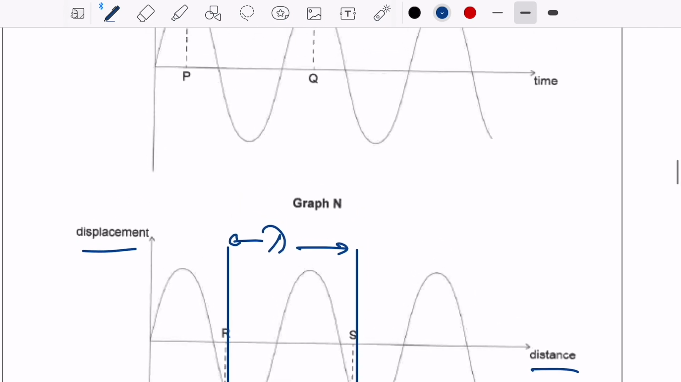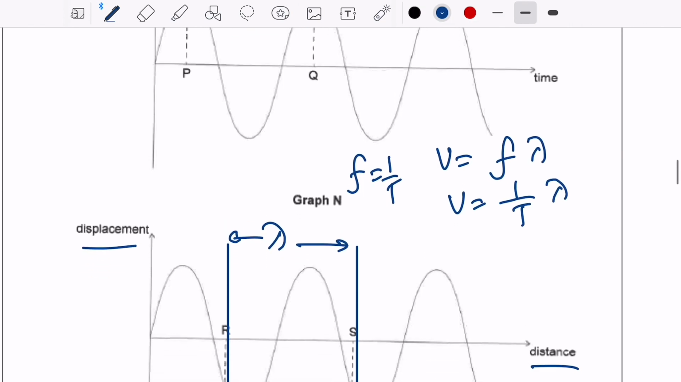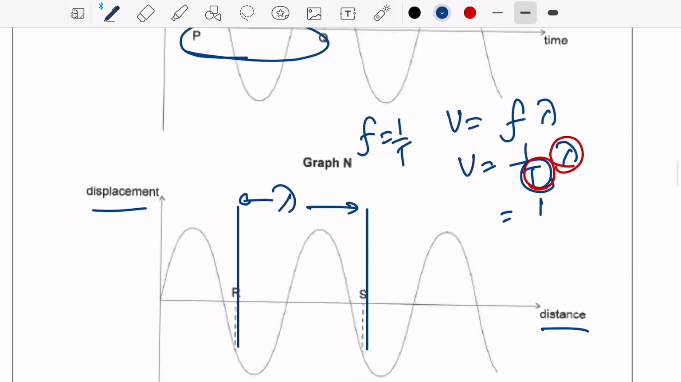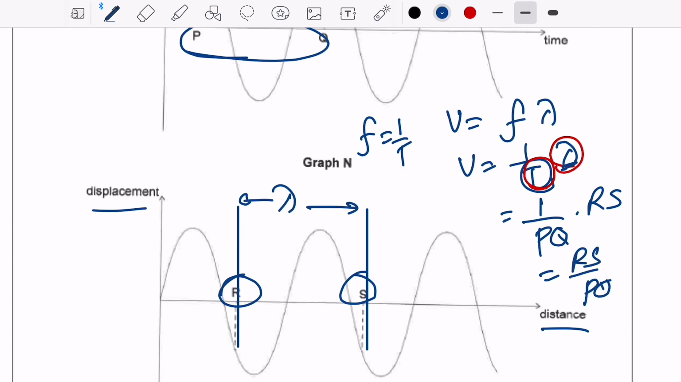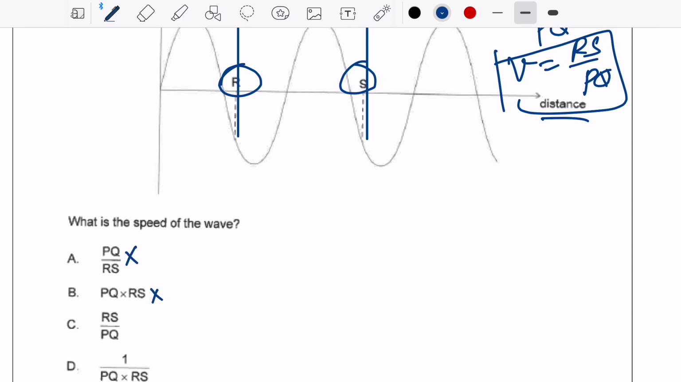Now they ask about speed, right? V equals f lambda, but we know f equals 1 over T. So v equals 1 over T times lambda. Now you have to write this time period and wavelength in their symbols. So time here is PQ, right? So I write 1 over PQ times lambda, which is RS. So RS over PQ is the speed. So RS over PQ, answer is C.